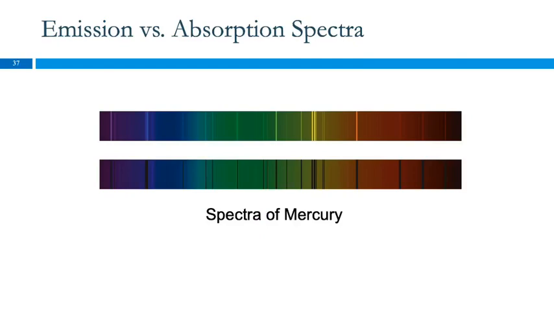You can also look at an emission versus an absorption spectrum. So this would be the emission, where you're exciting the element and it's emitting light. You can also look at what wavelengths of light it can absorb. And so then you're going to see dark spots or dark lines, exactly the same place that you saw the light.